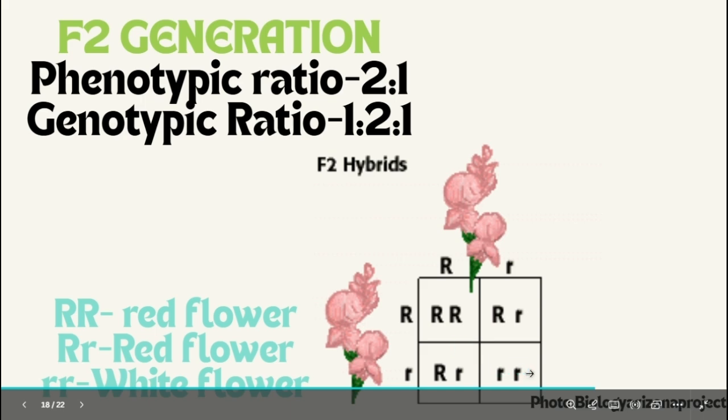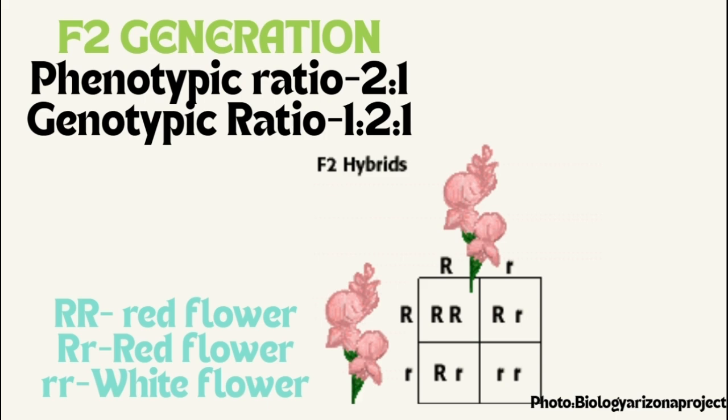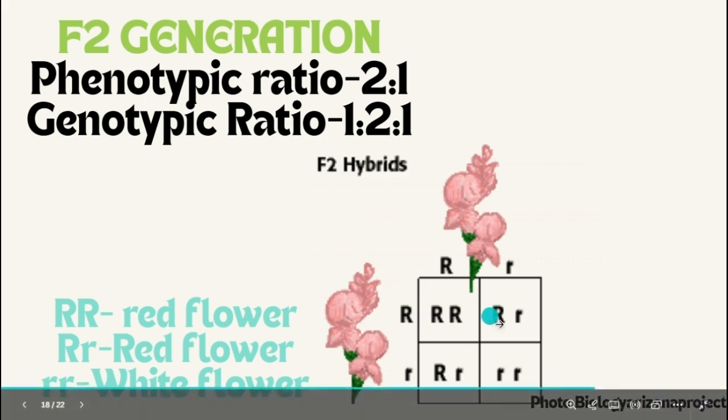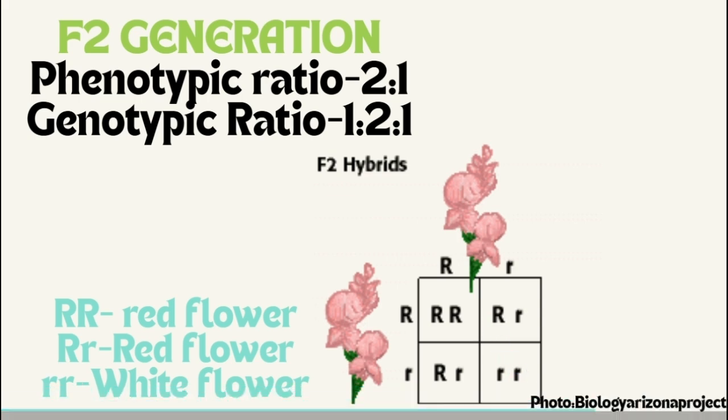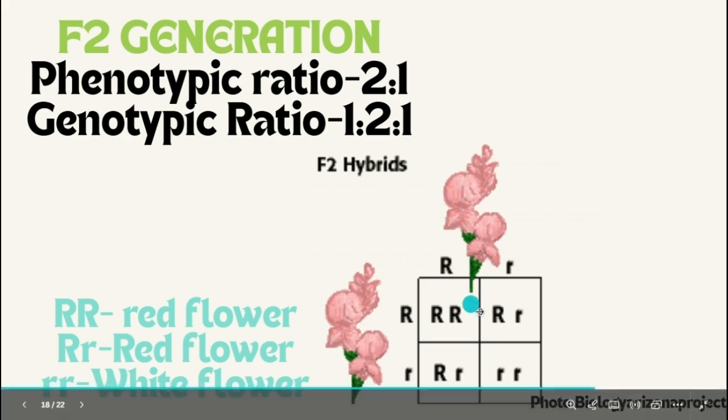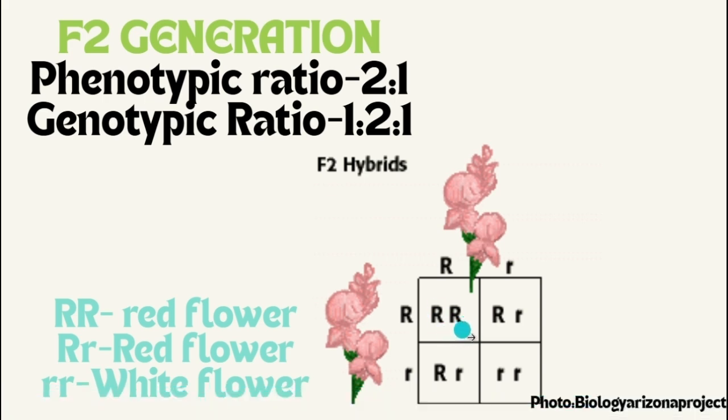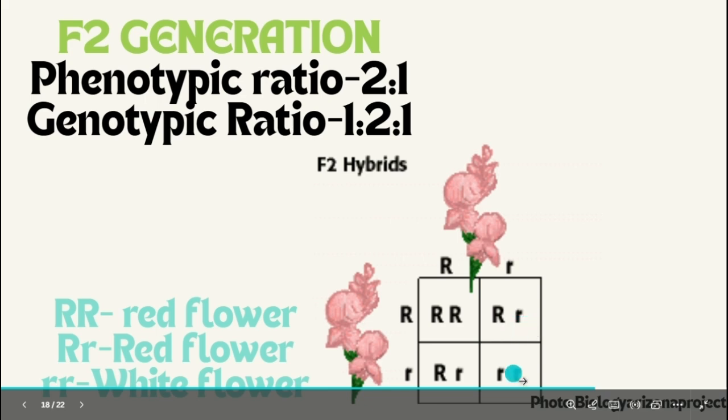And then the last one is going to be little r, which is recessive, and it's going to go for white flowers. So at the end of the day, we have one, two, three red flowers, and we have one white flower, right? So 3 to 1. And then for the genotype, it's going to be one big R, two big R, little r, and then one little r, right?